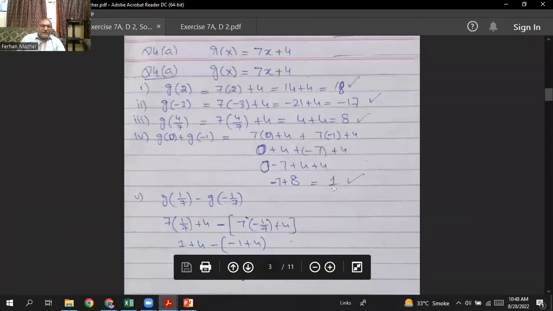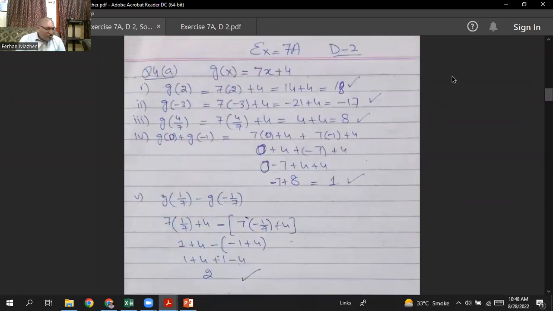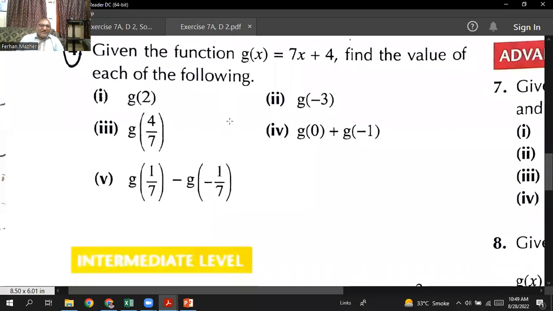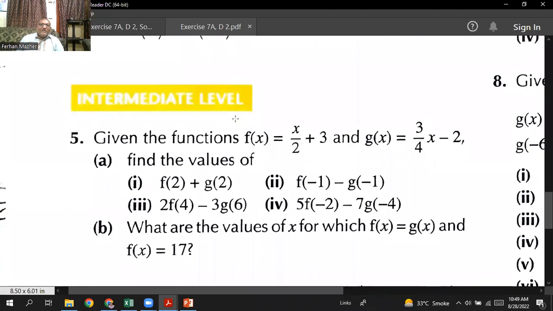So you can see the whole question together. So this is question number 4. I think I have tried my best to explain how this is done. So, okay, we are going to the next question.